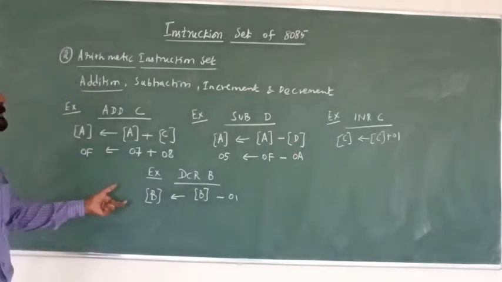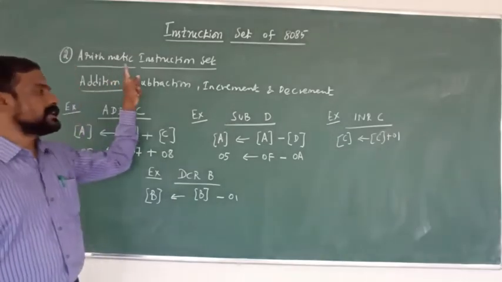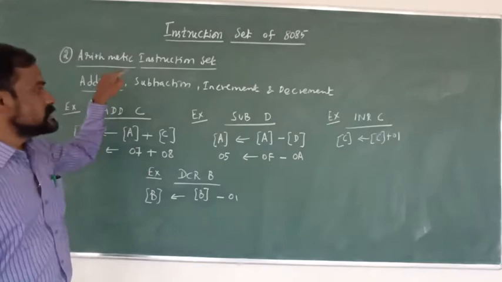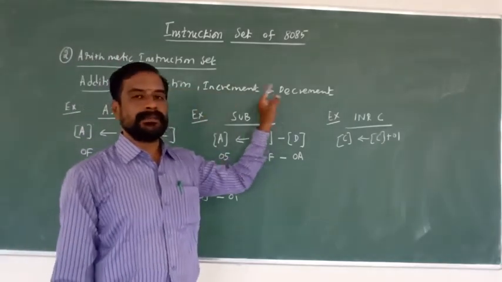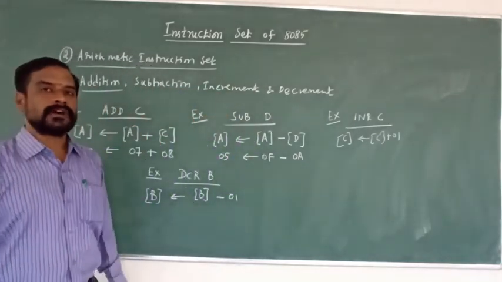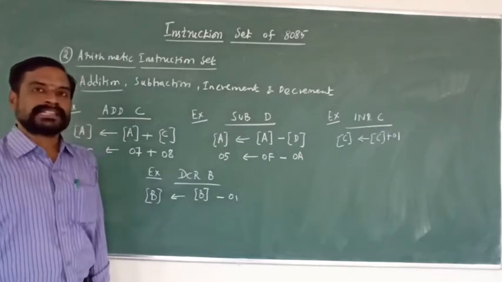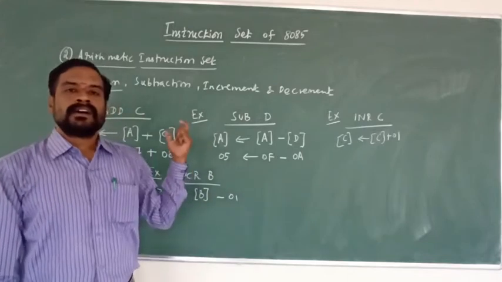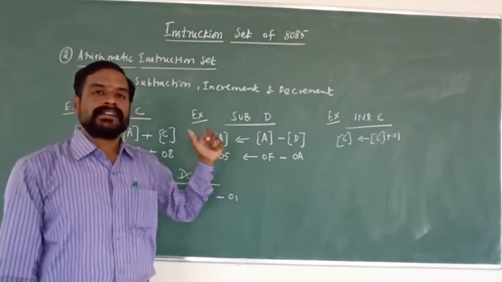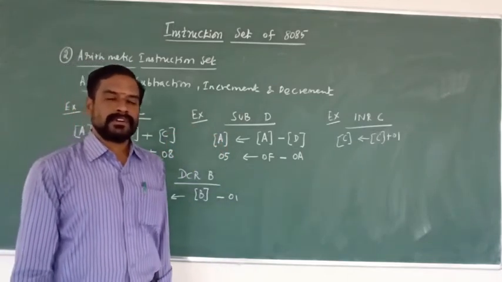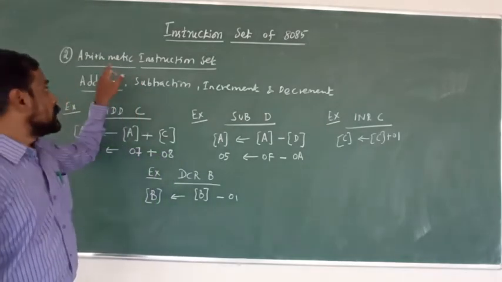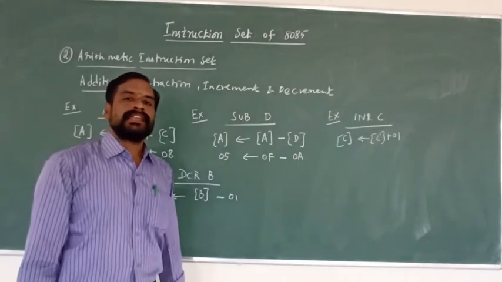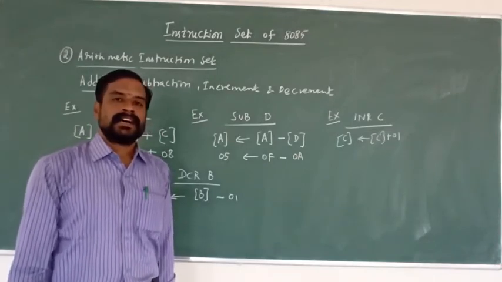This is the operation of the arithmetic instruction set. Okay, there are 4: addition, subtraction, increment and decrement. Okay, there are 4 operations. There is no separate instruction for multiplication and division. Okay, in arithmetic instructions also 19 instructions are available.